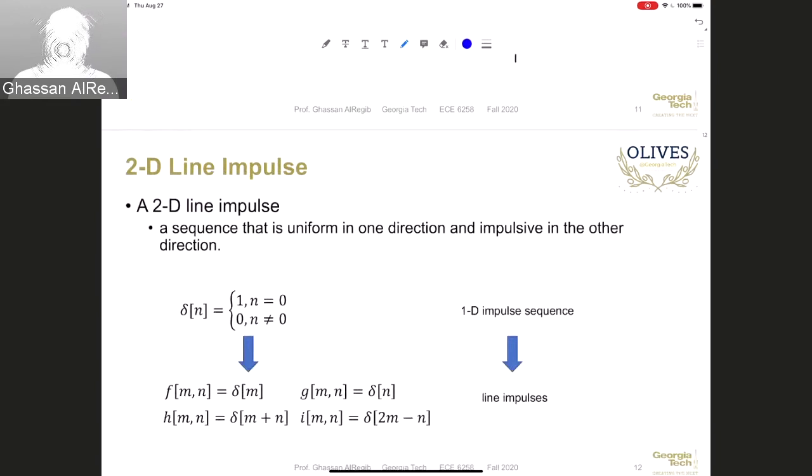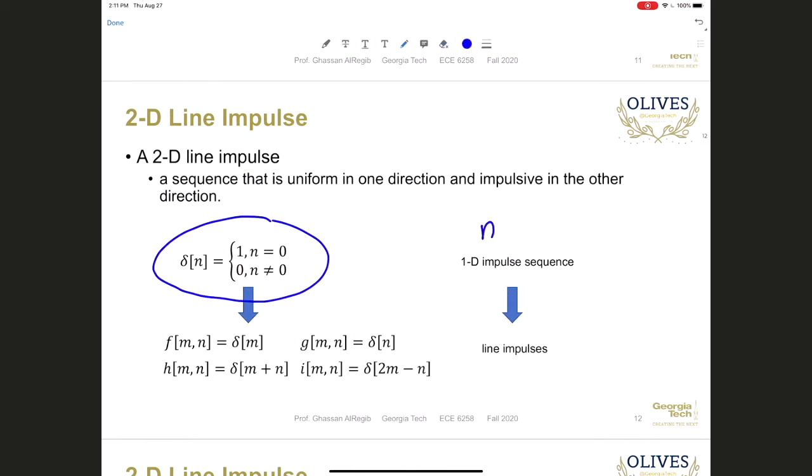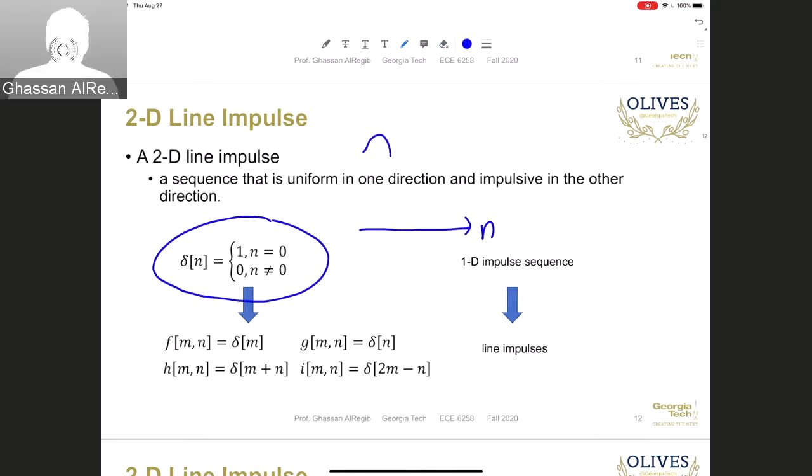And we can extend that in a certain direction to get what we refer to as a two-dimensional line impulse. So this is really a sequence that is uniform in one direction and impulsive in the other direction. And you recall this definition from the undergrad, where delta of n is equal to one at n equal to zero, a single sample. We have the x-axis as n, and basically we're defining it around here. So now this is our delta of n.